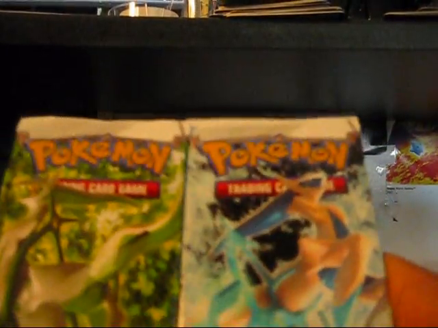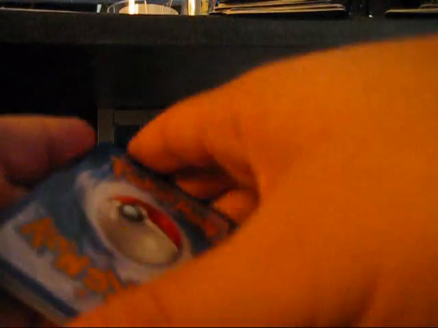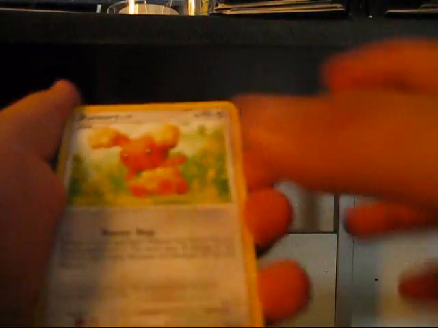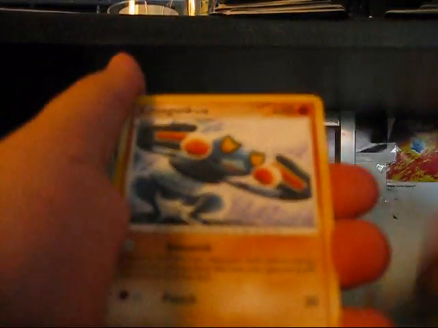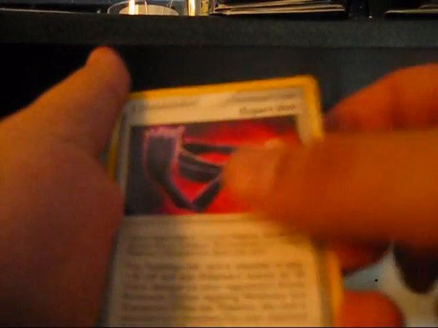Time to open the Platinum Arceus packs. Open the blue one first. I'm missing, I think, three Arceuses: Colorless, Metal, and Psychic. Hopefully I'll get one of them. A Buneary, Geodude, Croagunk, Burmy Plant Cloak, Kabuto, Luxio, Grovyle, Expert Belt, not bad.